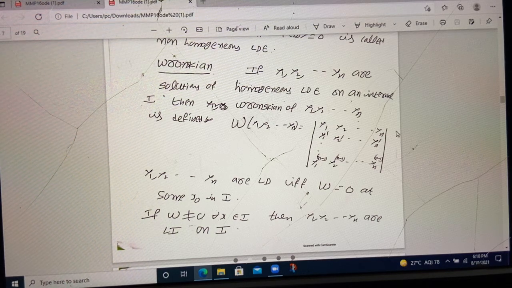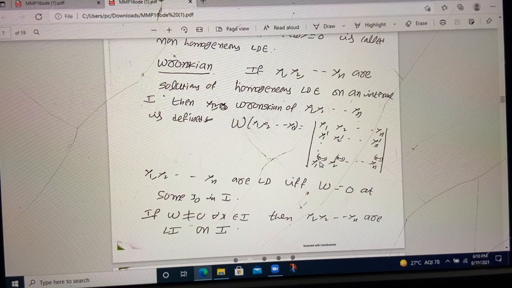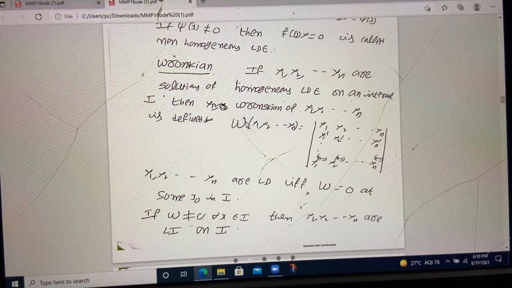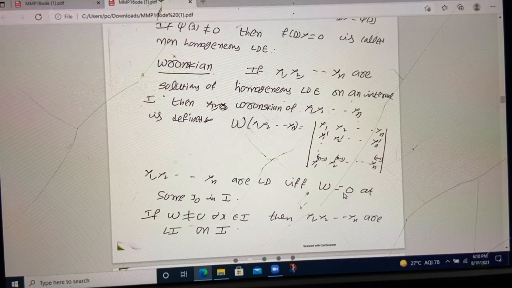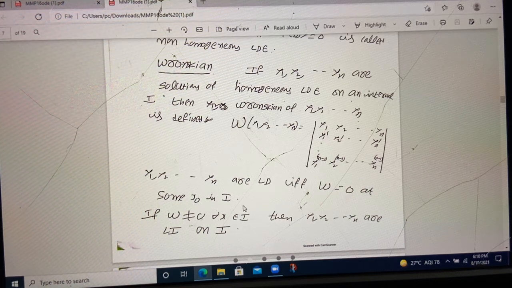First row y1, y2, ..., yn. Second row, their derivatives. Next row, their derivatives. Like that, if you keep on differentiating, we take up to the n minus 1th derivative. The determinant thus obtained is what is called the Wronskian. If the Wronskian is 0, then we say y1, y2, ..., yn are linearly dependent. If the Wronskian is not 0, then y1, y2, ..., yn are said to be linearly independent.